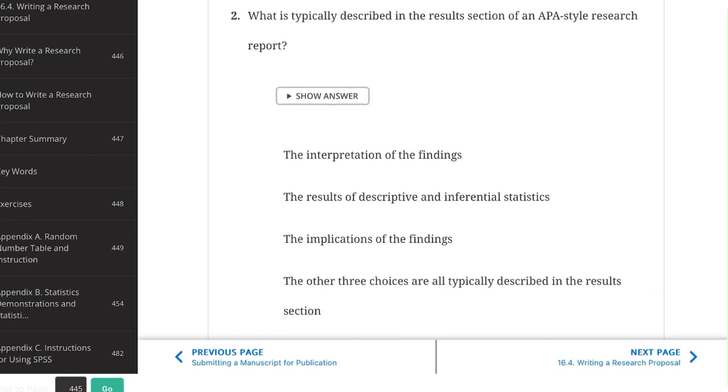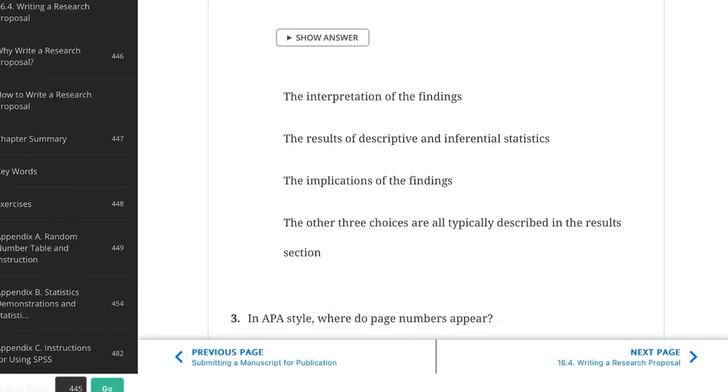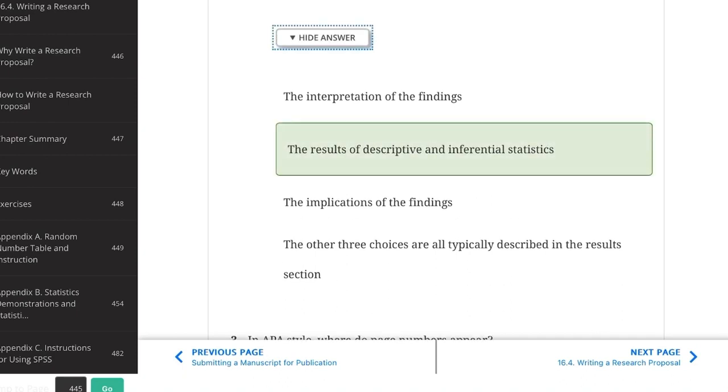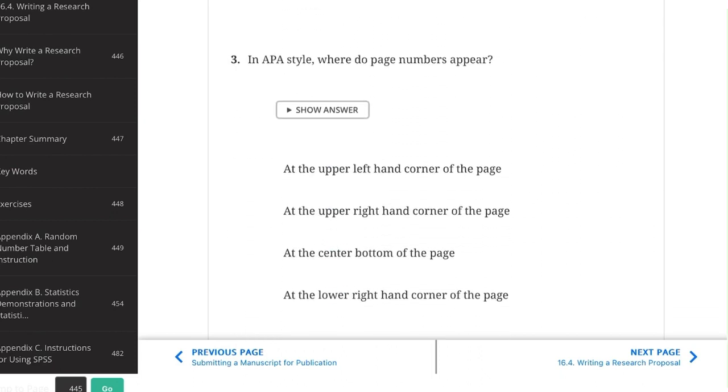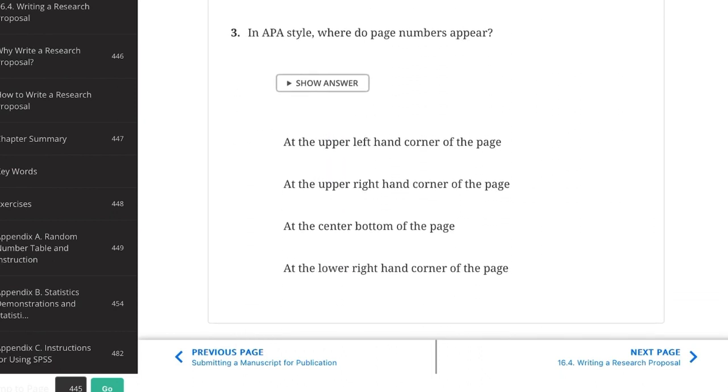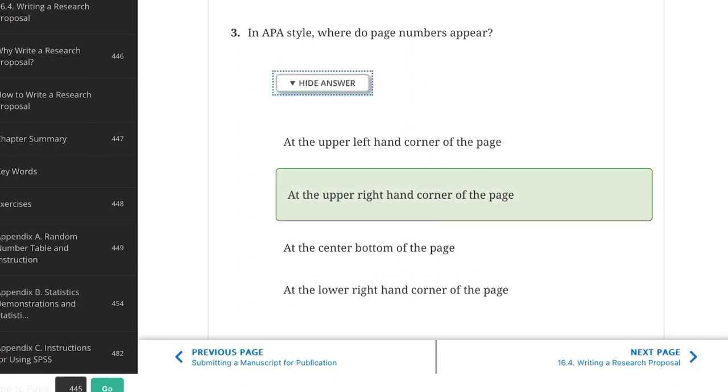What is typically described in the results section of an APA style research report? Again, results section. So there's no interpretation, there's no implications. So it is literally just the descriptive and inferential statistics, just the statistics, just the facts. In APA style, where do page numbers appear? Hopefully you know this from seeing it, but also from me saying it. It's the upper right-hand corner of the page.